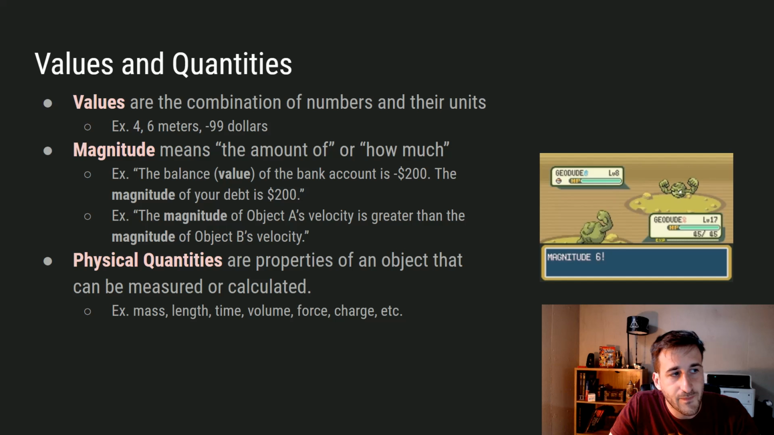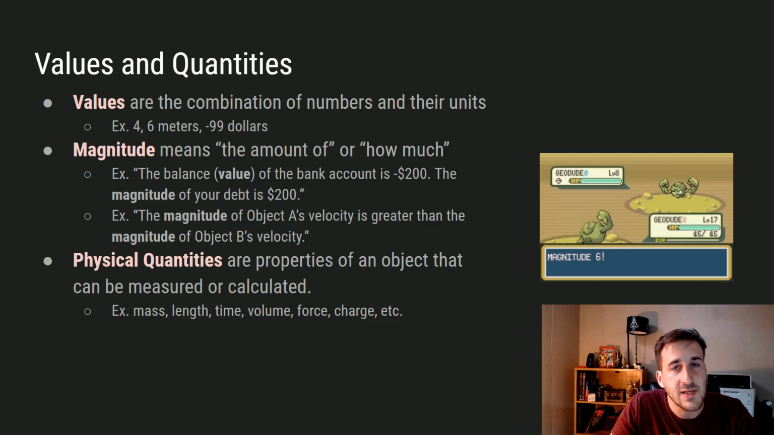A value is a combination of numbers and their units. So when we say 6 or 4 or negative 99, those are values. It's an amount of something. Speaking of amount, the magnitude of something means the amount of, or how much. So if we're saying what is the magnitude of your height, we would say 6 foot. That's the magnitude. It's just how much. So if you ever hear the word magnitude used in physics class, they're just talking about how much.